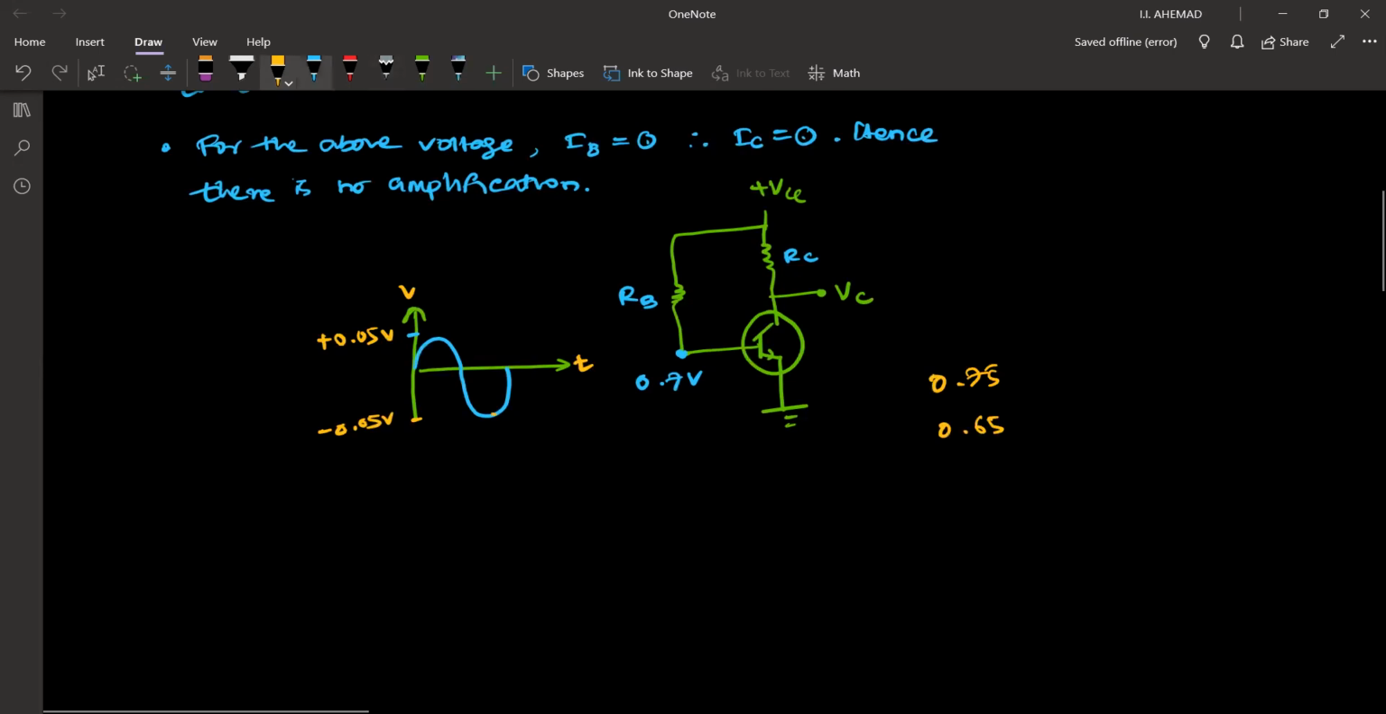You might think that only when the voltage is at 0.7 will current flow, but slightly below 0.7 also there will be a current flow, because we had a knee voltage, right? The knee voltage we only considered as 0.7. So here also we have a current flow.